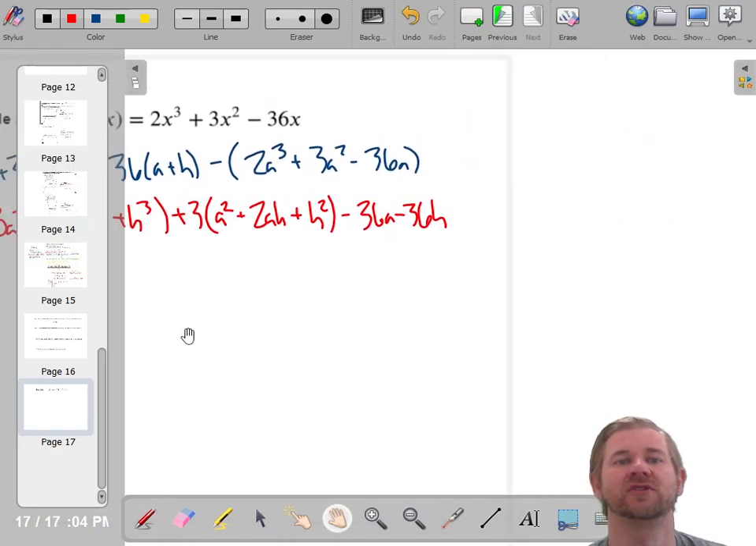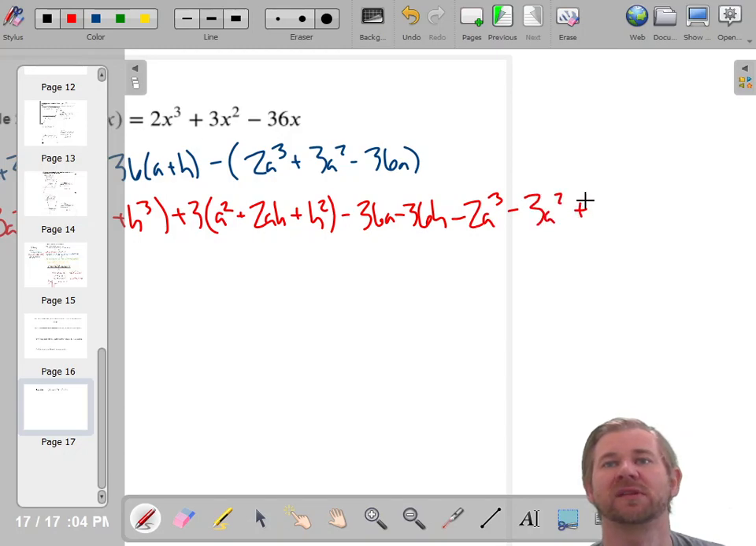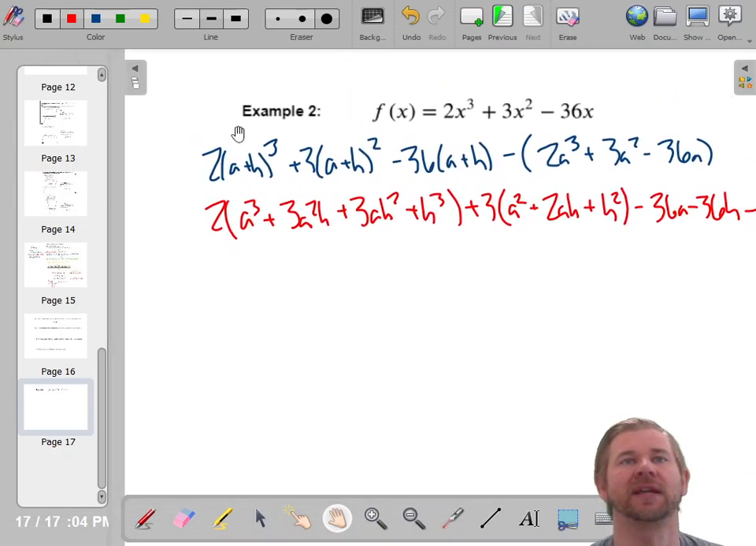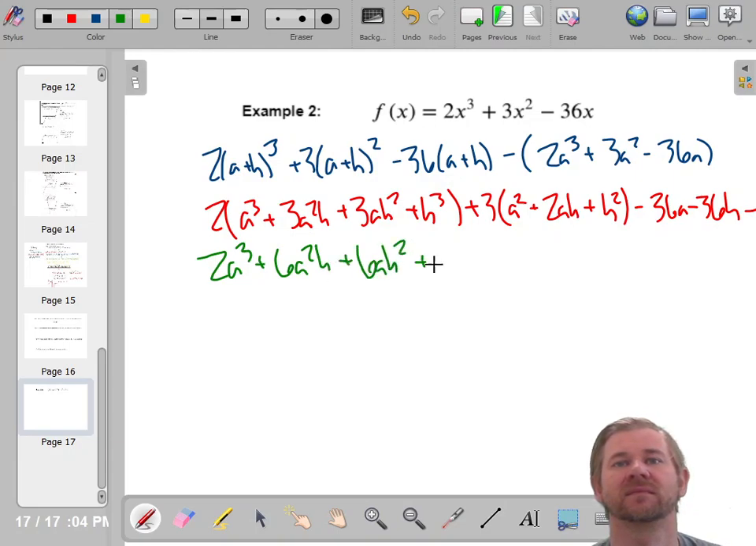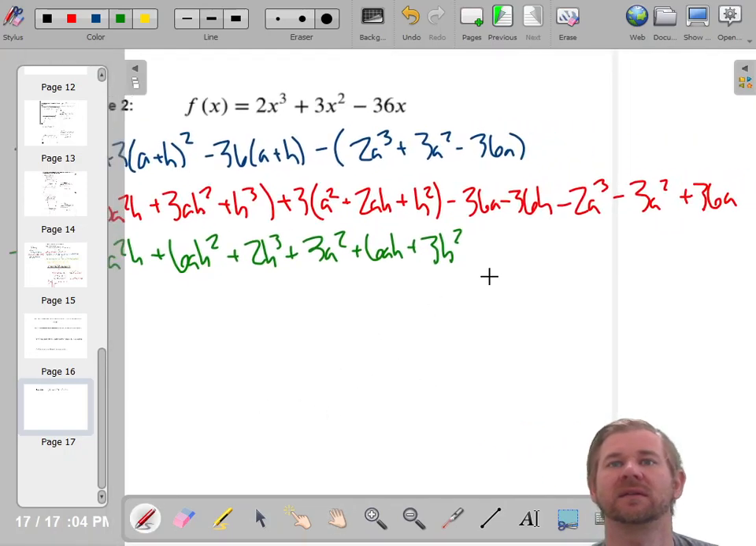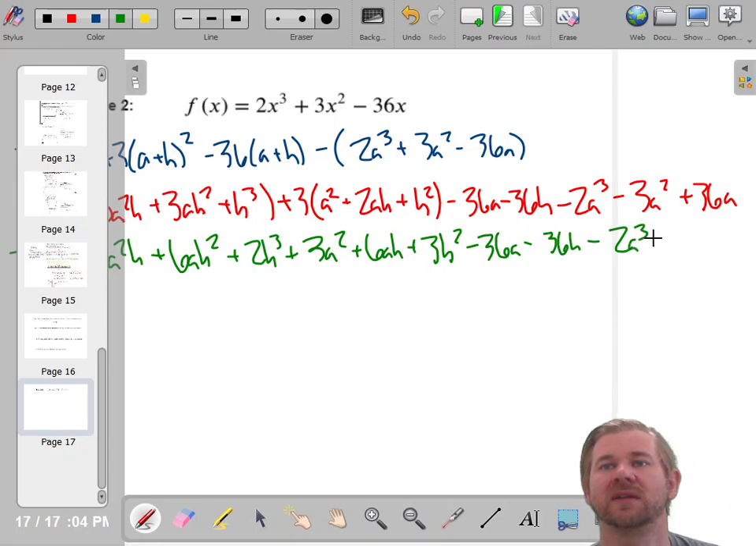Then I distribute the negative: minus 2a cubed minus 3a squared plus 36a. Remember, this whole thing is over h, but I'm not ready to get that far. I'm just going to keep going. Distribute the 2. Distribute the 3. The rest is not going to change. Minus 36a minus 36h minus 2a cubed minus 3a squared.